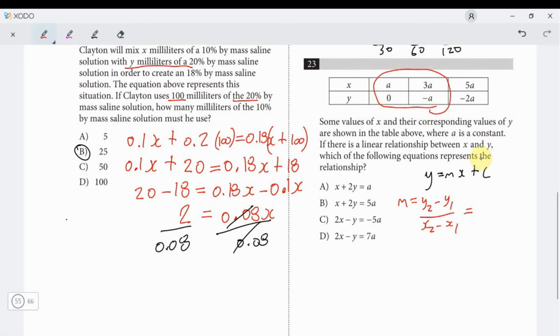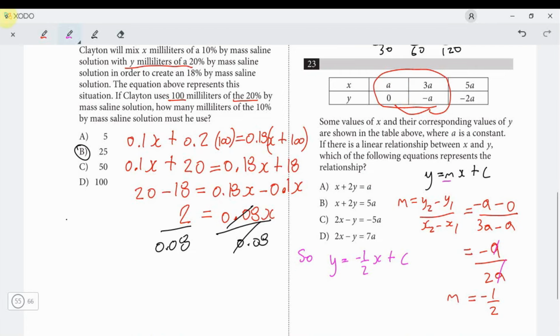If I'm using these 2 points, my y2 is minus a, minus my y1 of 0, over x2, 3a, minus my x1 of a. I do my subtraction, I get minus a over 2a. The a's cancel, and so the gradient is minus a half. That's the gradient. Now I need to find my c. And so I know that the equation is y equal m, which we found to be minus a half, x plus c.